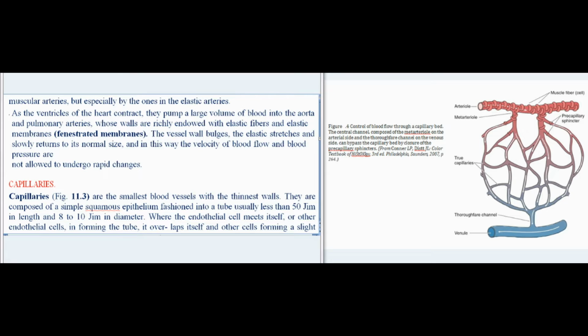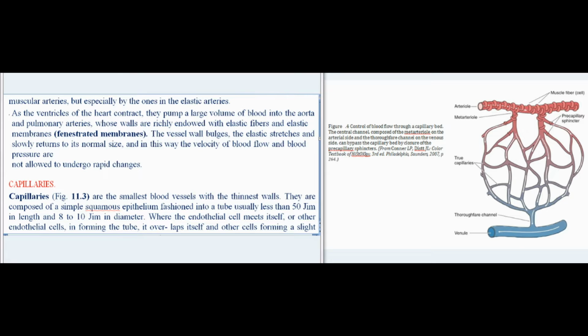Blood pressure is also modulated by the presence of elastic membranes in the large, muscular arteries, but especially by the ones in the elastic arteries. As the ventricles of the heart contract, they pump a large volume of blood into the aorta and pulmonary arteries, whose walls are richly endowed with elastic fibers and elastic membranes, fenestrated membranes. The vessel wall bulges, the elastic stretches and slowly returns to its normal size, and in this way the velocity of blood flow and blood pressure are not allowed to undergo rapid changes.